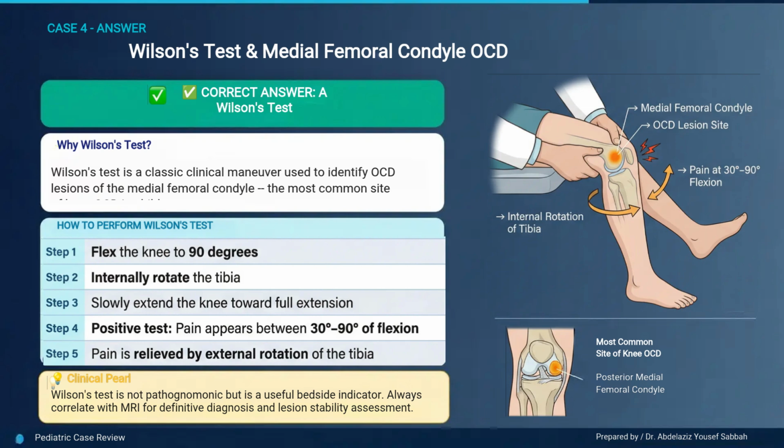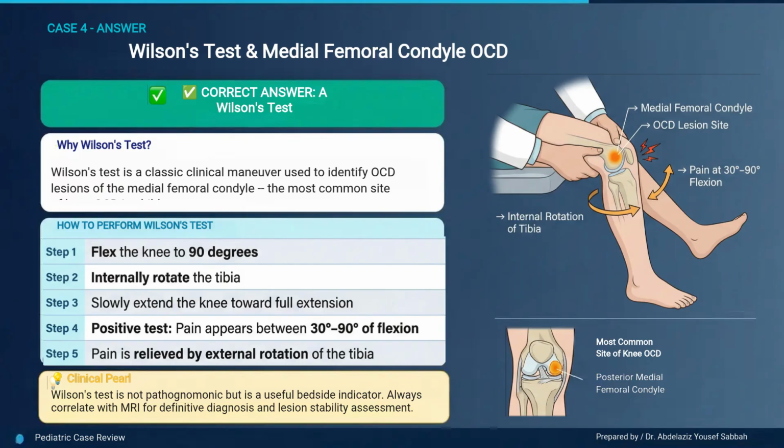How to perform Wilson's test? Flex the knee to 90 degrees. Internally rotate the tibia, then slowly extend the knee toward full extension. A positive test produces pain appearing between 30 and 90 degrees of flexion, and that pain is relieved by external rotation of the tibia. Clinical Pearl. Wilson's test is not pathognomonic, but is a useful bedside indicator.